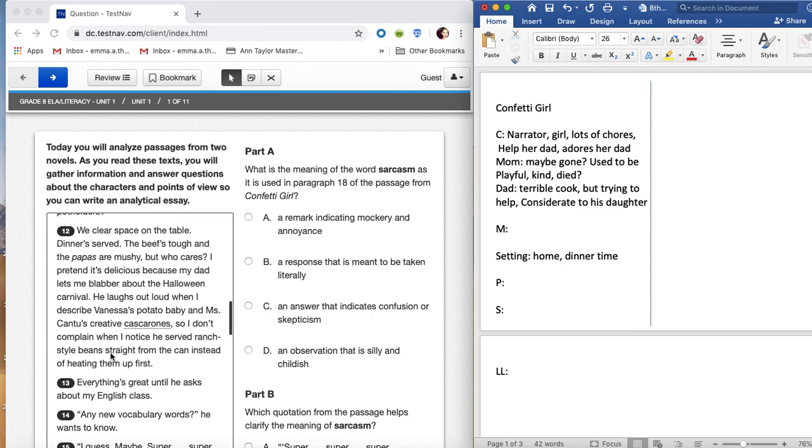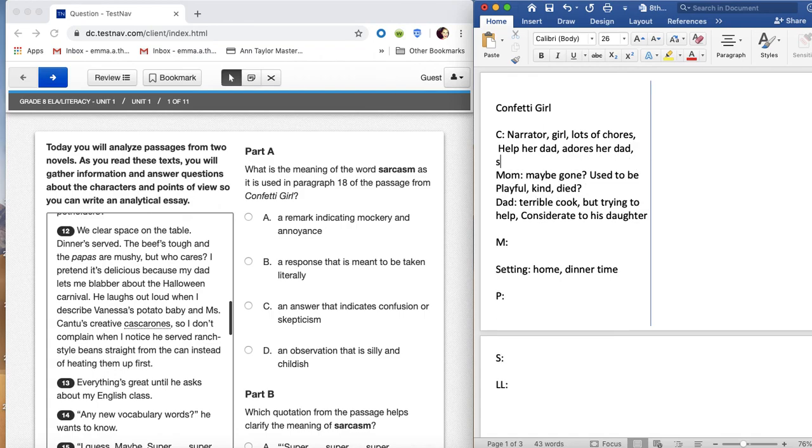Ooh, I'm going to add to my jots. Seems like the dinner is gross, but the narrator pretends it's delicious, showing she's really considerate. So I'm going to just add she is considerate towards her father. Maybe this could be part of her motivation too.